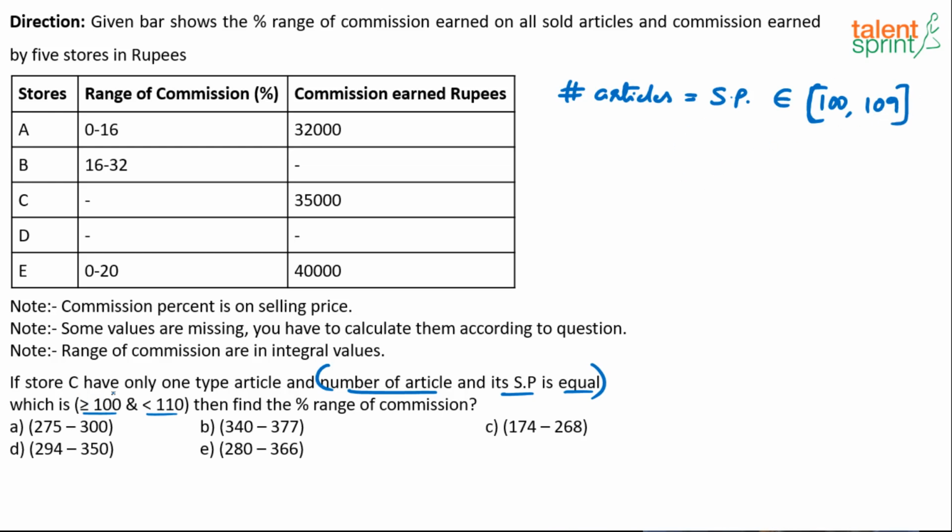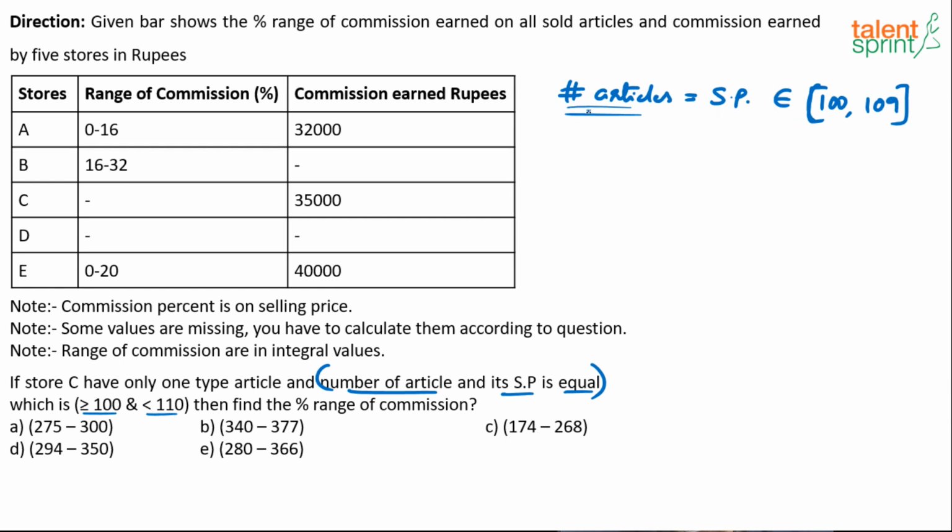See, it is greater than or equal to 100. So minimum there will be 100 articles and the price will then be 100. Maximum it will be 109 because it should be less than 110. Less than 110 is 109. Now why do we say 109? Why not 109.9? Because the number of articles has to be an integral value. So we now know, I hope you all understand, this is the symbol for belongs to. Those who are not from the math background, this is belongs to.